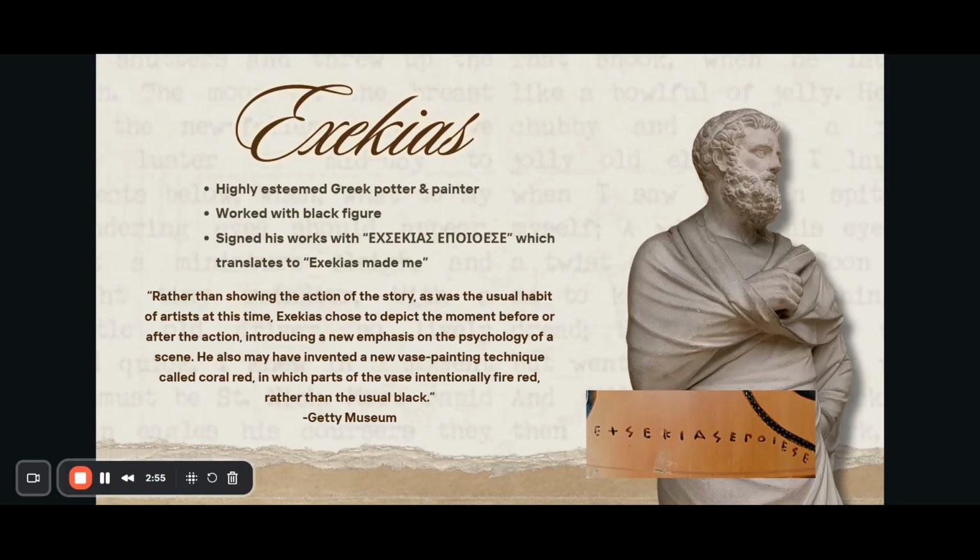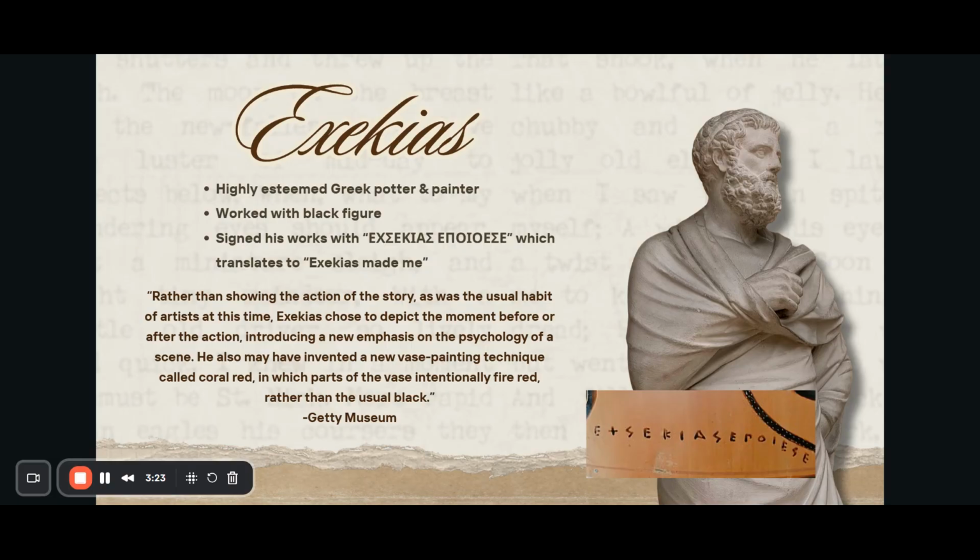So Achilles is the creator of Achilles Slays the Amazon Queen Penthesilea. He was highly skilled in both creating pottery and painting it. So there are lots of pieces that he created and painted. So he did the whole shebang. He was highly skilled in both, and he primarily worked with the black figure technique that you saw earlier on the vase we're talking about today.